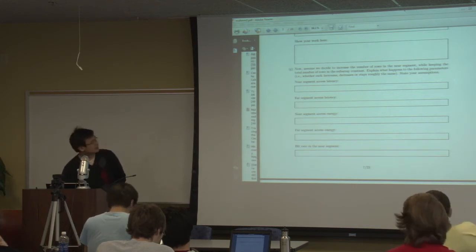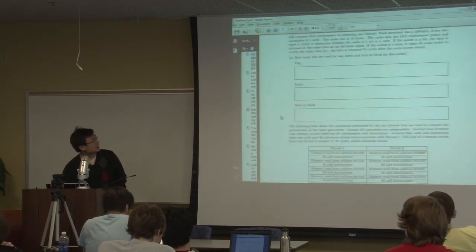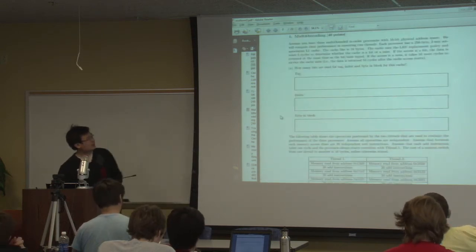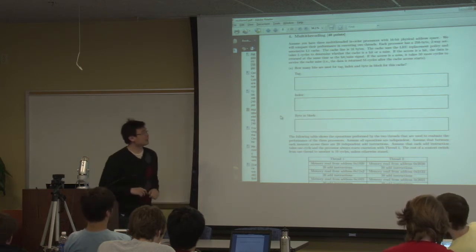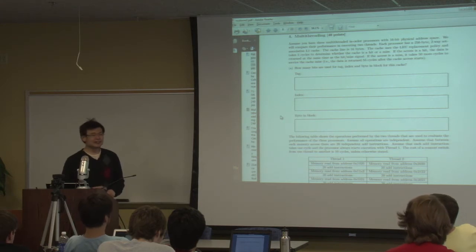All right, multi-threading. With that particular setup, how many bits are used for tag, index, and byte in block? This one should be really, really easy.